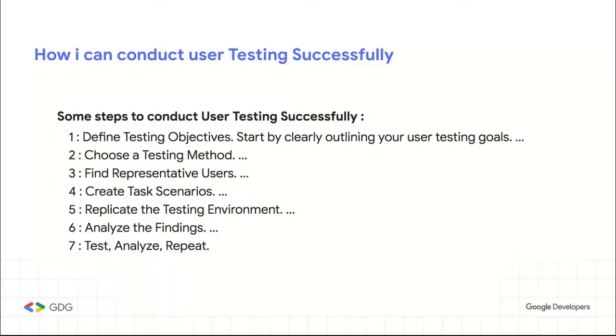Second, choose a testing method. We mentioned here many methods of testing that you can take note of and try to keep in your project. Find representative users. This is important also. Replicate the testing environment. Analyze the findings. Test, analyze, and repeat.